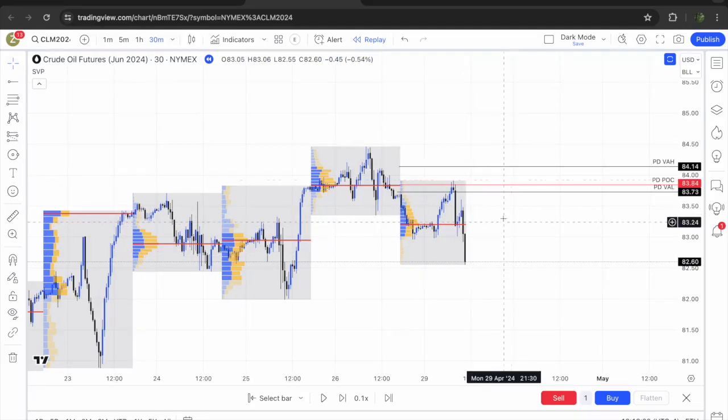So now I'm going to go over a trade that I took on this day using these concepts and also marrying ICT with the directional bias that I got from the profile.